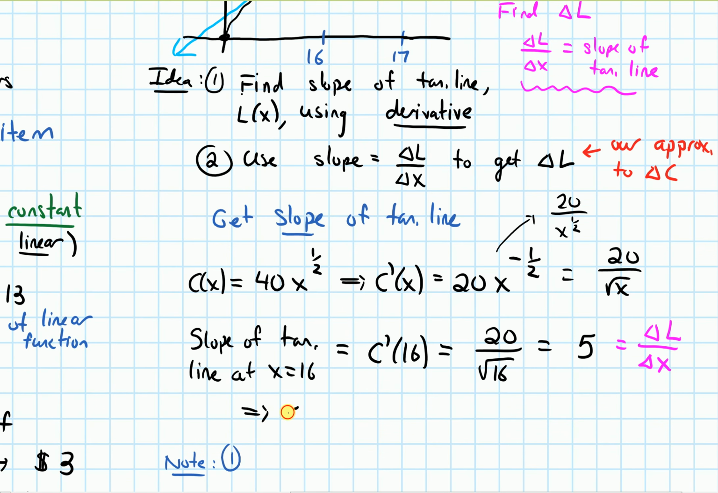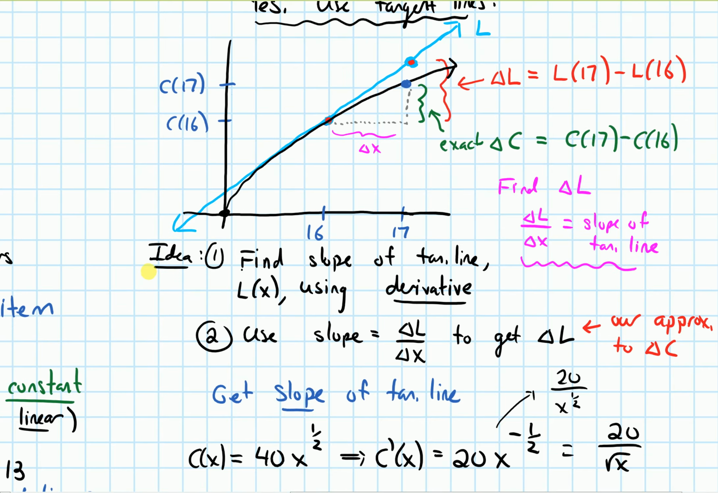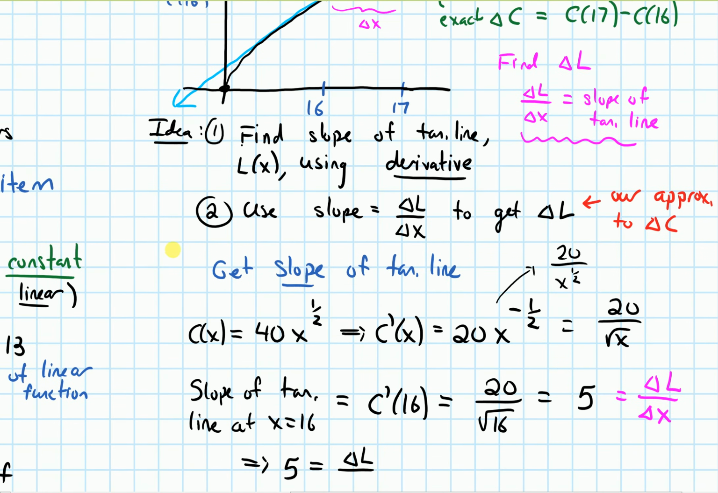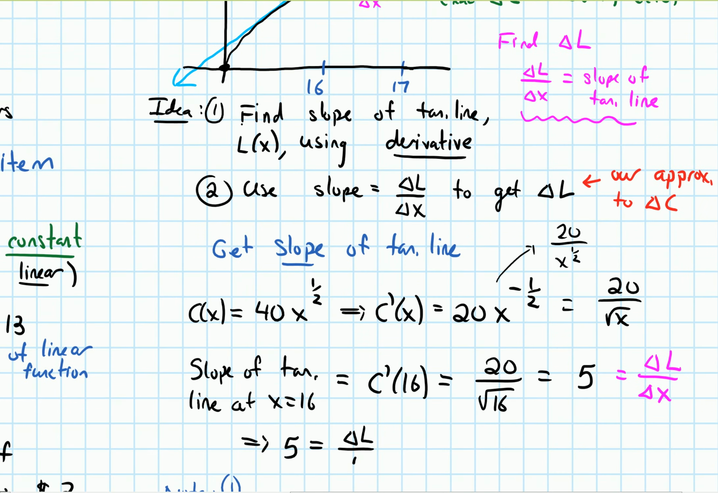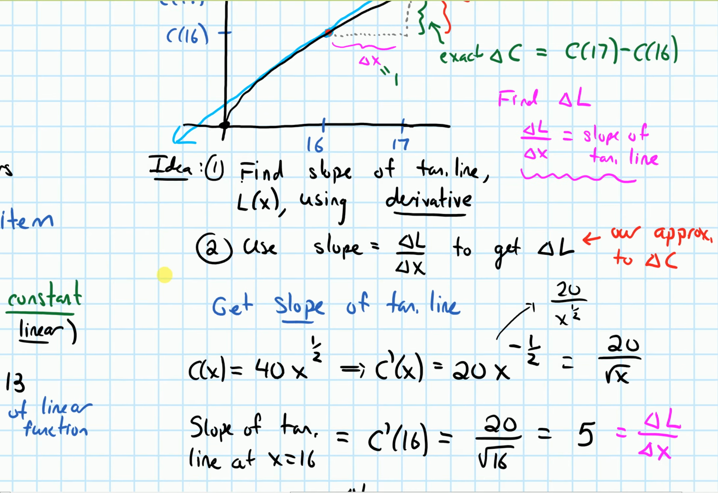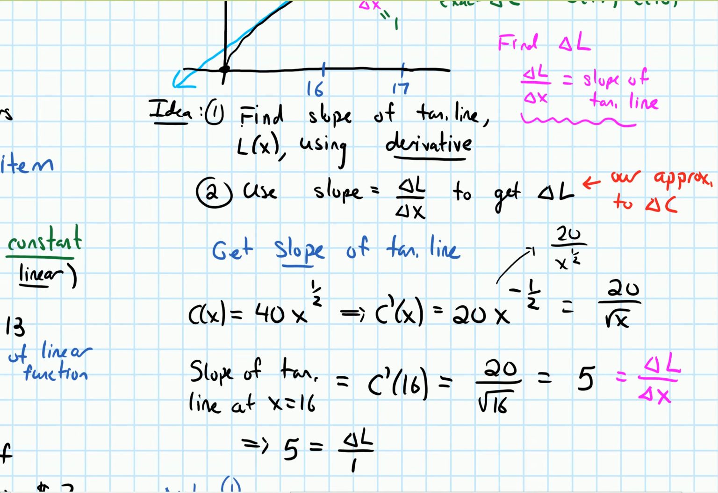So this means that 5 equals the change in L, which is an unknown, over the change in x. In my picture, how much was x changing? It was from 16 to 17, so the change in x is 1. The run is 1. The change in x is just 1. In fact, let me mark that in my picture. The change in x in this picture actually just equaled 1. So this just means that delta L is 5.